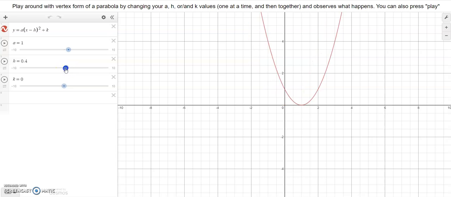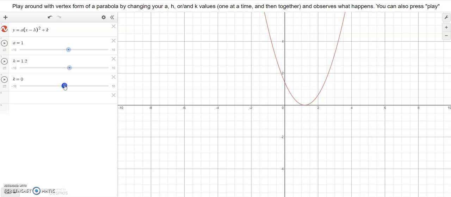H, that just made it move from left to right. Some of the mnemonic devices was the fact that the H, like as in hand, left hand, right hand. So the H makes it move left and right. You'll also notice, well, I'll do this first. The K. K just makes it move up and down, up and down.